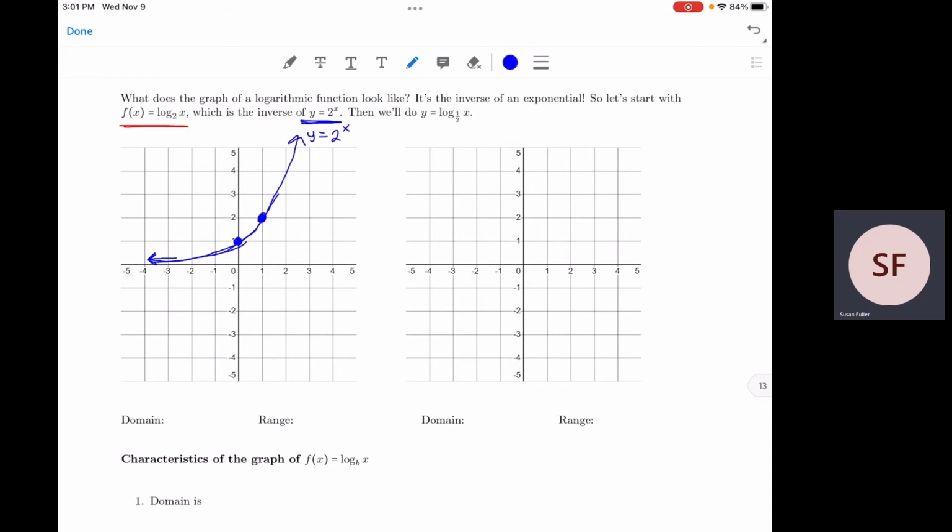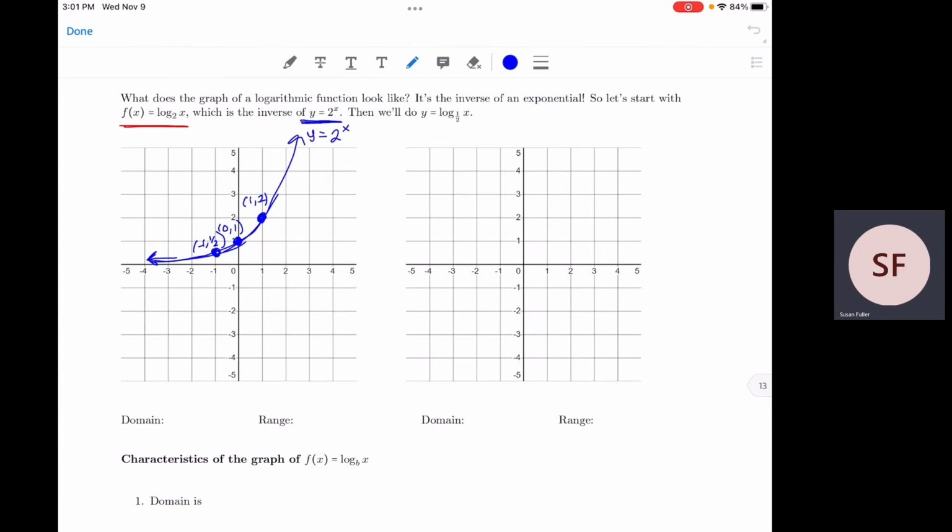Just to help us here, I'm going to add one more point over here. And let me label these. So this is (1, 2). This one is (0, 1). And this point over here is (-1, 1/2). We figured out how to do this in class the other day to graph an exponential. Okay, so this is what y equals 2 to the x looks like.